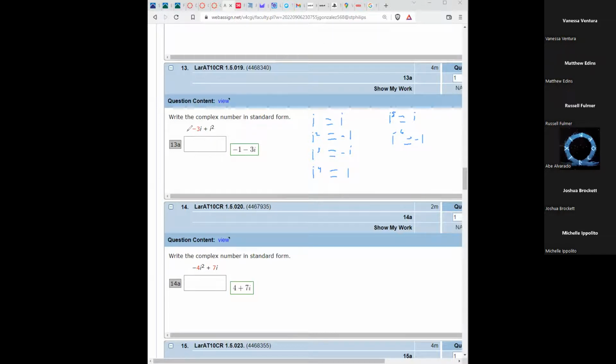So right here, you just deal with whatever power you got. i squared is a negative 1, so this part just becomes negative 1. The negative 3i you can't change, so it's just negative 1 minus 3i. Do you see where that comes from? So as long as you have these four, you'll be okay. Where is the i to the 3? Oh, that's negative i. Yeah, negative i right here.